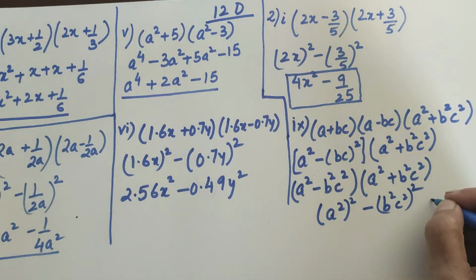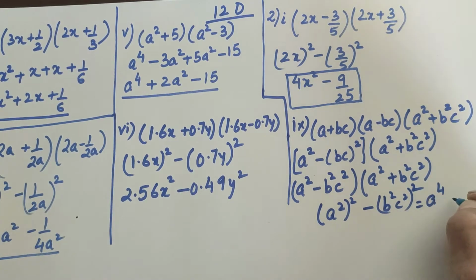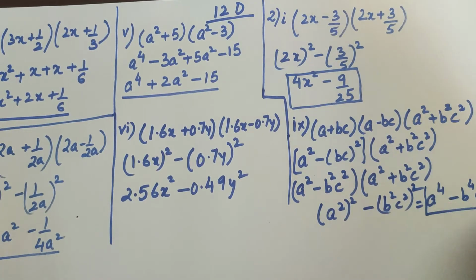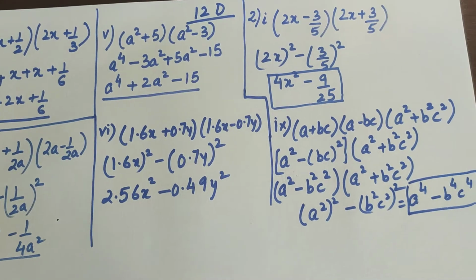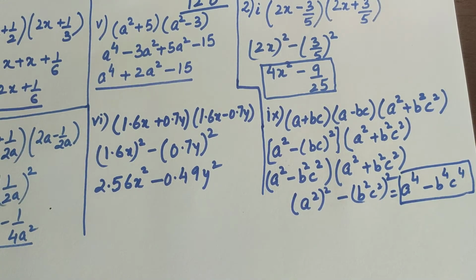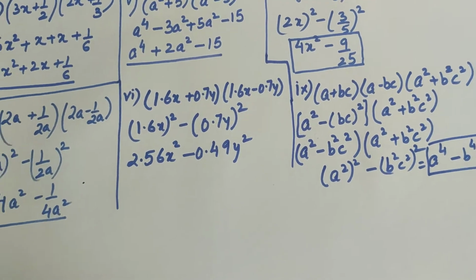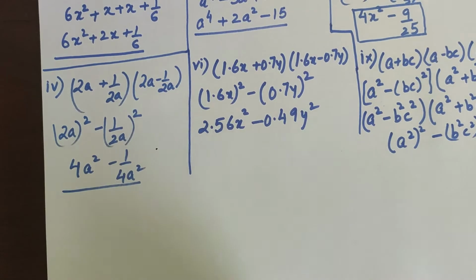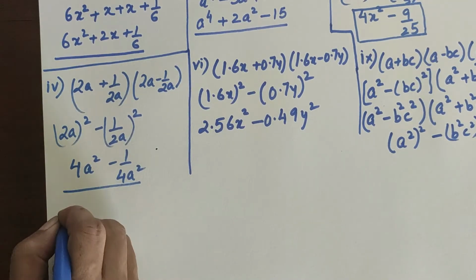Sorry. So your answer is a to the power 4 minus b to the power 4 and c to the power 4. This will be your answer. Okay. Simple, only they have given a little bit of extra numbers along with it. The next sum of this question is, I'm going to do a decimal, part 11.